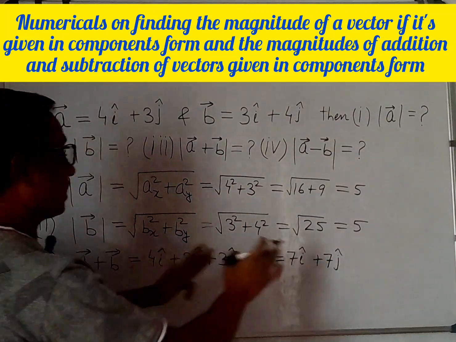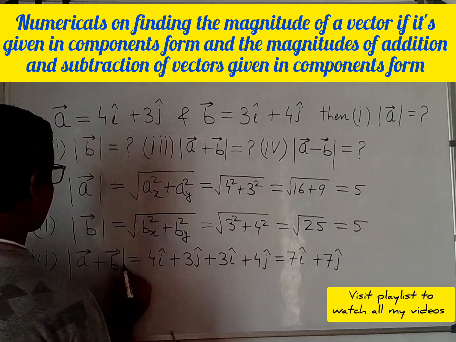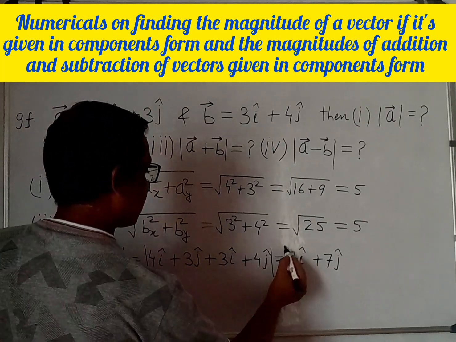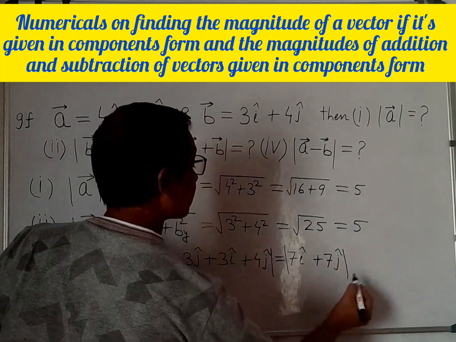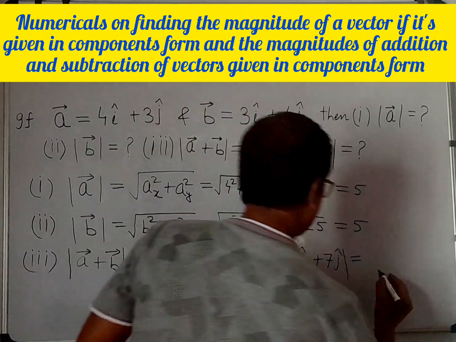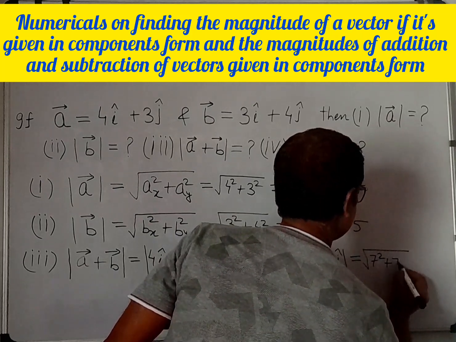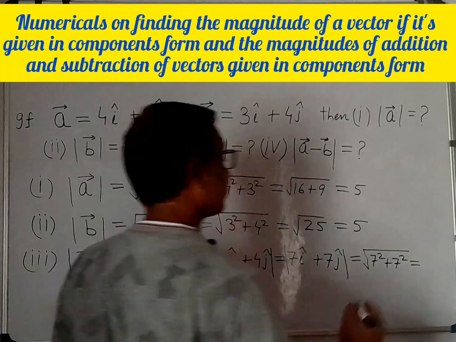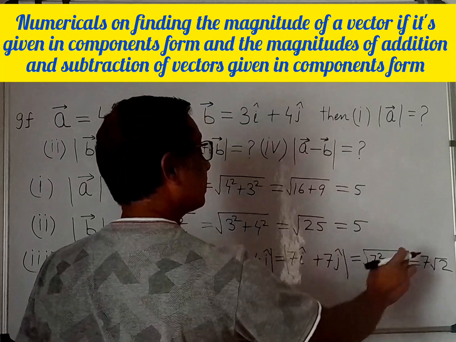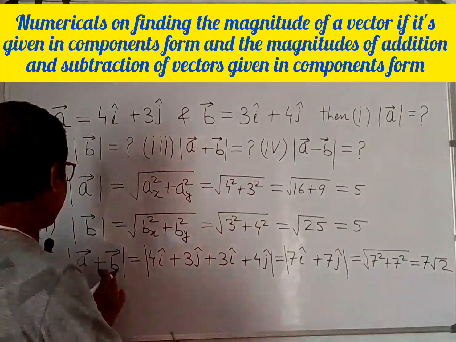When the component form of vector A plus B is given, then we can find the absolute value of A plus B। Absolute value of vector A plus B will be the absolute value of this, that is the magnitude of this। Magnitude of this will become, once again going by the same formula, square root of 7 square add 7 square, which will become 7 root 2. 7 square is 49, add 49, 98. The square root of 98 is 7 root 2 units, is the magnitude of vector A plus B.